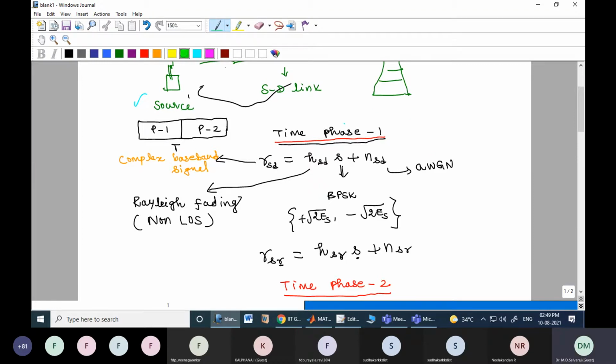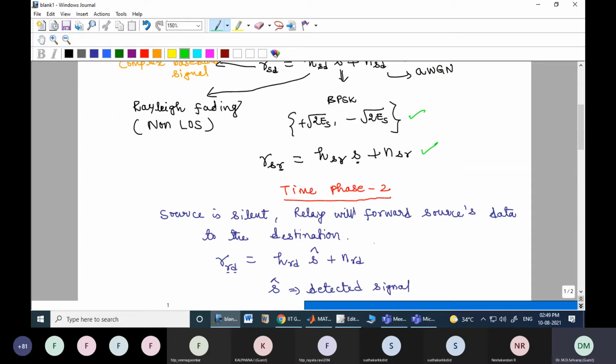The corresponding equation is for the destination. This is the complex baseband signal received at the destination. Now these are the two symbols. I'm going to generate them and apply them in this equation to get the received baseband signal. Simultaneously, since it is broadcast, the relay also receives the signal. This is the relay, and this is the source symbol.